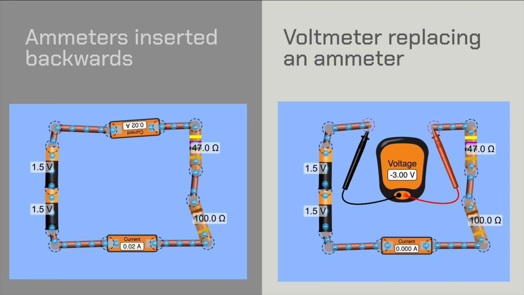Moving on, I inserted one of the ammeters backwards to test whether this would change our answer, and I found out that it does not affect the current. Next, I replaced the ammeter with a voltmeter. This changed our answer from 0.02 to 0 because there is no current running through the circuit, because the circuit is not complete.